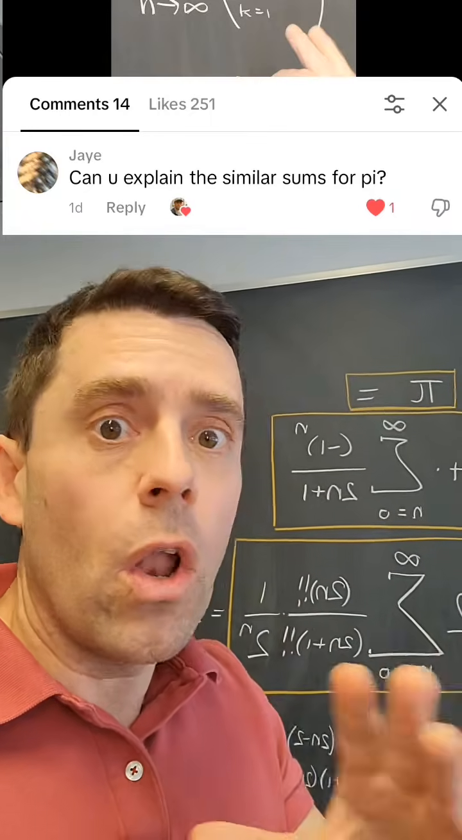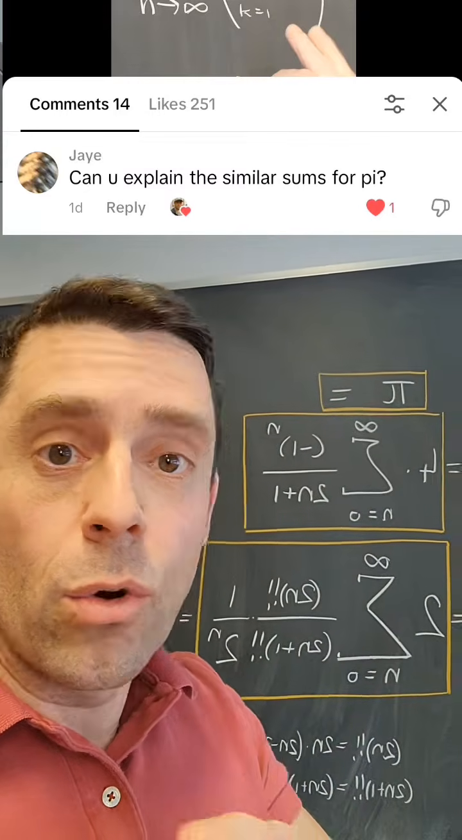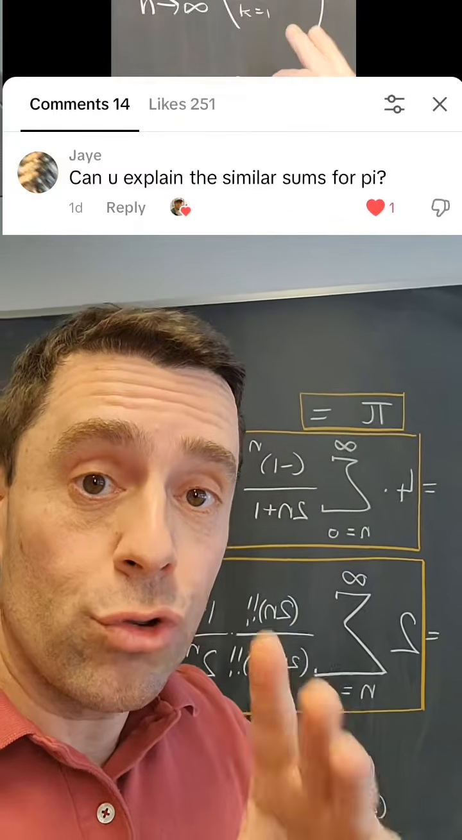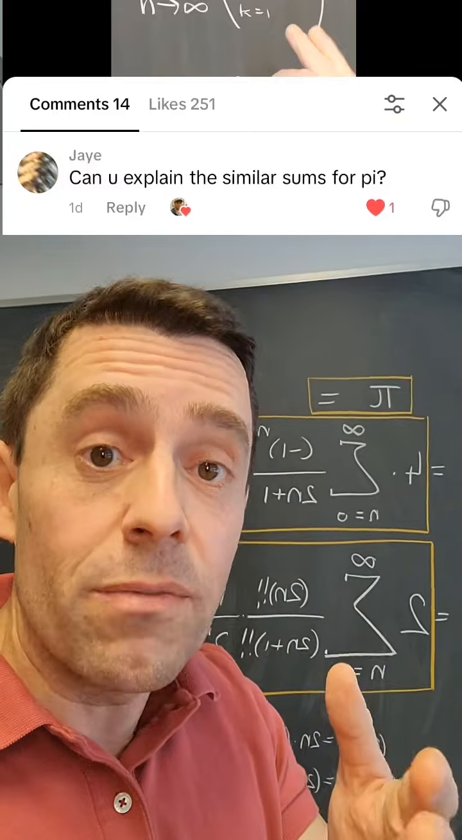There are lots and lots and lots of formulas for pi. Go to Wikipedia, Google formulas for pi, and there is a ton of them. Here I'm going to give you two and show you how one derives them.